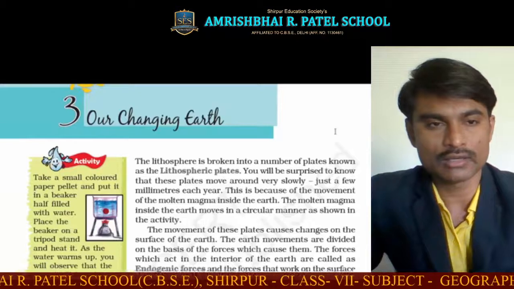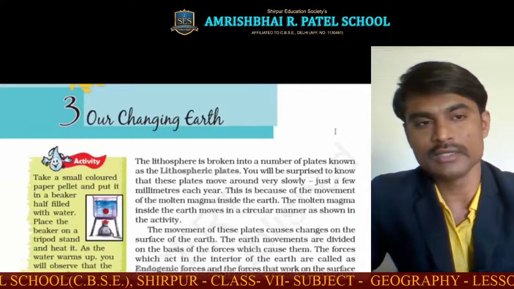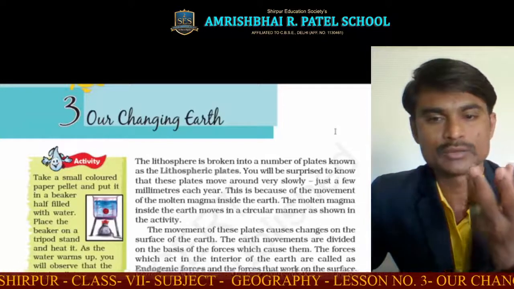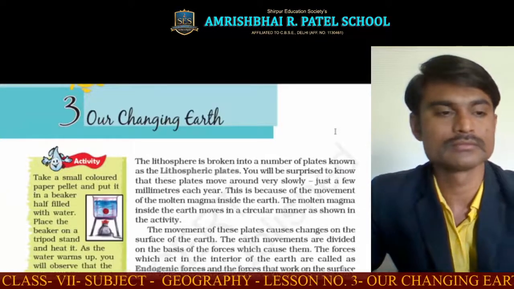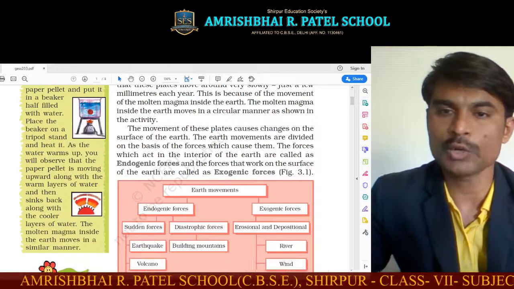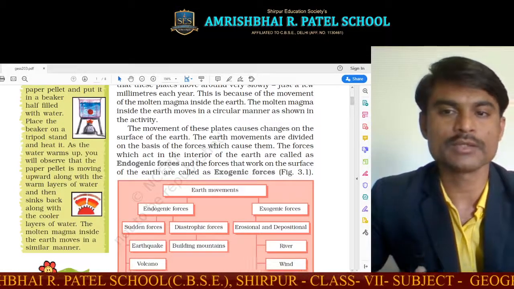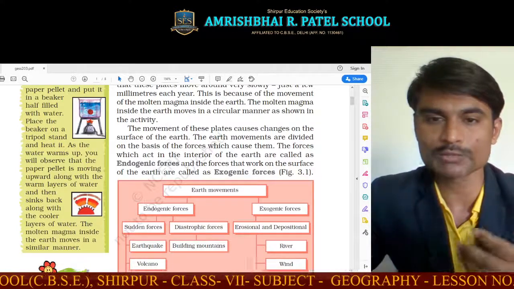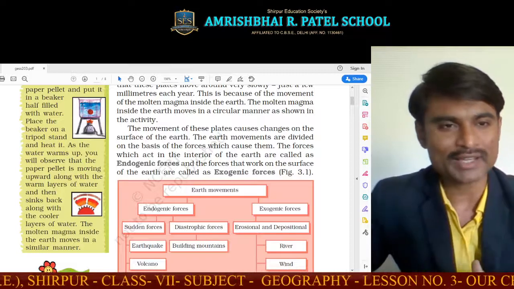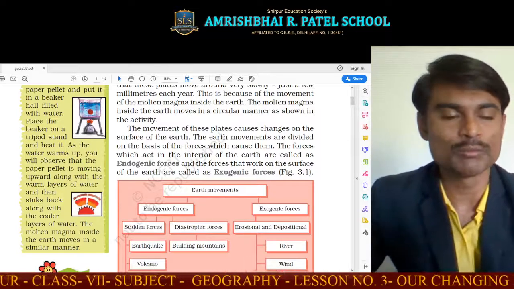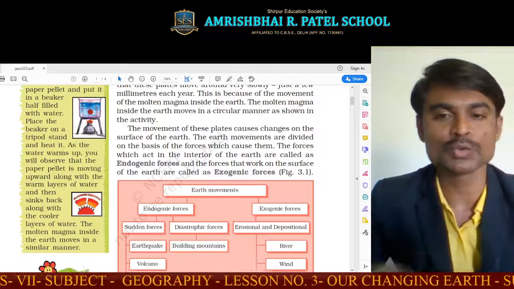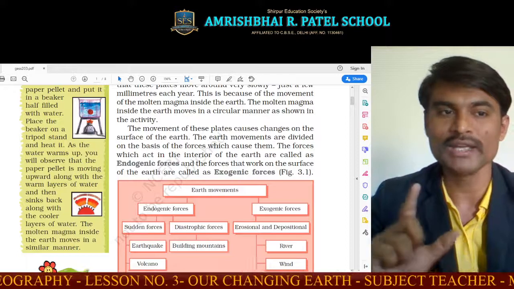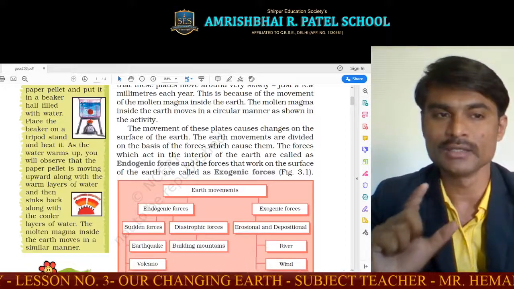You will observe that as the heat goes on and the water warms up, the paper pellet starts coming up. You will observe that the paper pellet moves upwards along with the warm layers of the water, and then it sinks back along with the cooler layers of the water. The molten magma inside the earth moves in a similar manner.